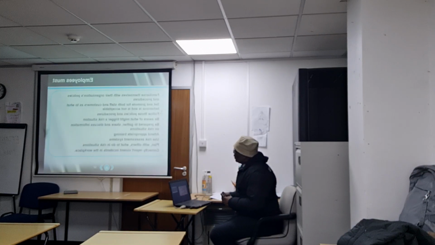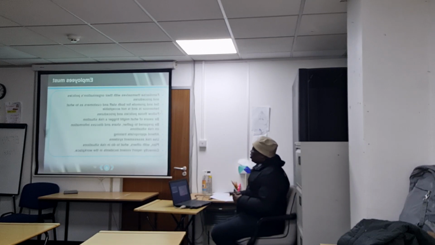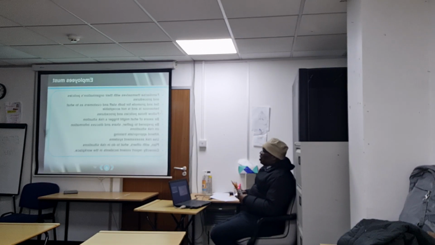Employees must familiarize themselves with the organization policies and procedures, set and promote for both staff and customers as to what behavior is and is not acceptable. What is acceptable and not acceptable? Employees must follow those policies and procedures. They must be aware of what might trigger a risk situation and be prepared to gather, share, and discuss information on risk situations. Employees must attend appropriate training, use risk assessment systems, plan with others what to do in risk situations. And employees must correctly report violence incidents in the workplace.